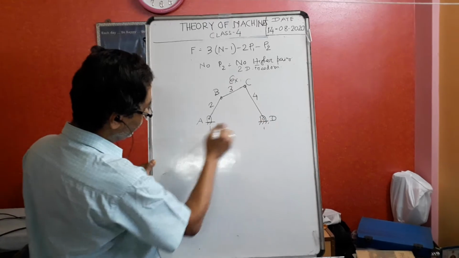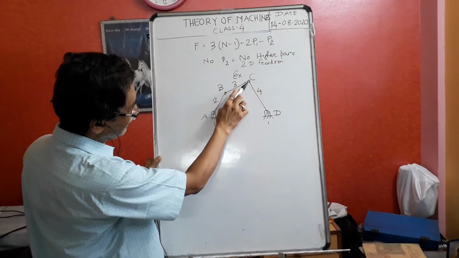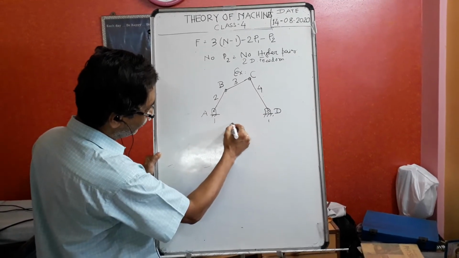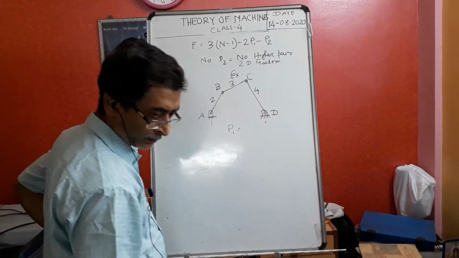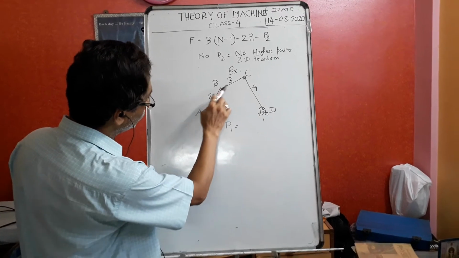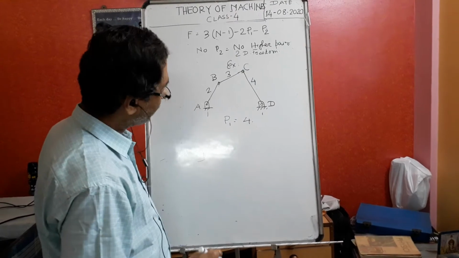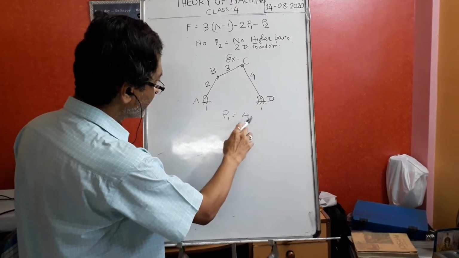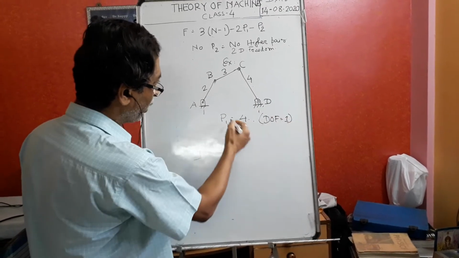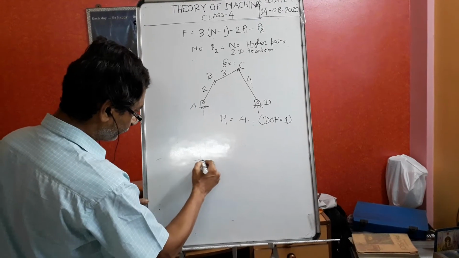But what is this pair? A is a turning pair, B is a turning pair, C is a turning pair, D, all are turning pairs. That means all are p1. So how many p1 are there? 1, 2, 3, 4. 4 turning pairs, or 4 pairs having degree of freedom 1, because all are turning pairs. Now suppose I am giving another example.